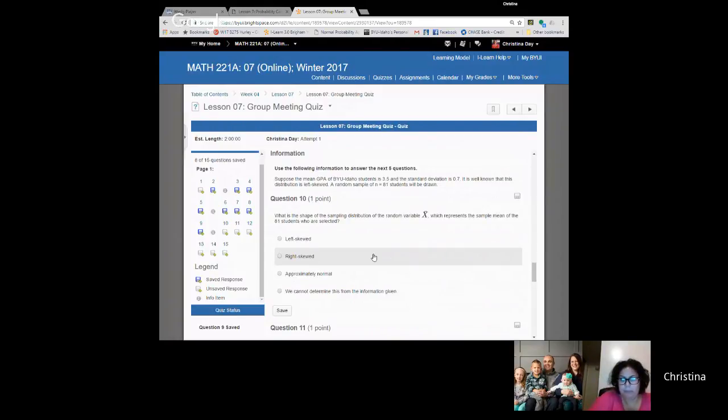The mean is 3.5. Standard deviation is 0.7. Left skewed. A random sample of 81, which means that it is normally distributed. Okay, look. Hold on. What is the shape of the sampling distribution of a random variable x which represents the sample mean of the 81 students?